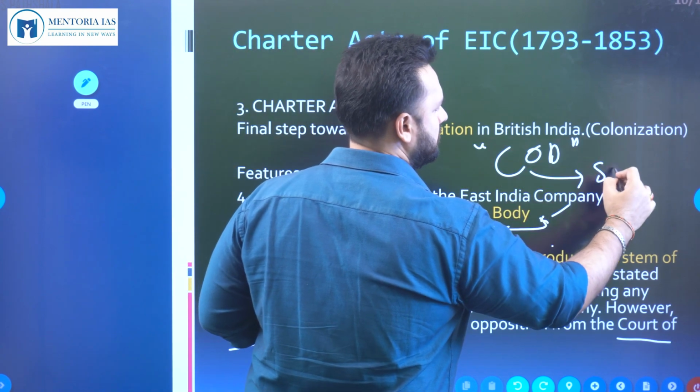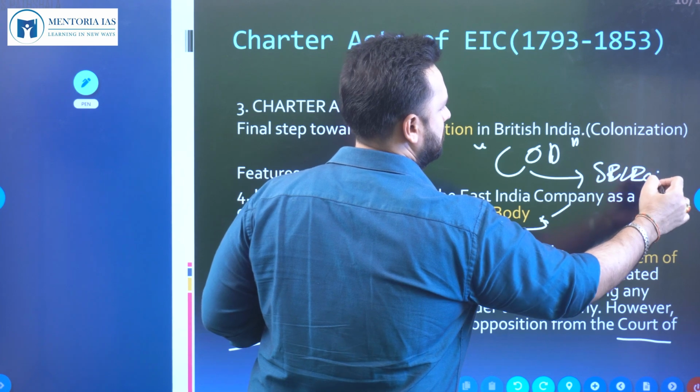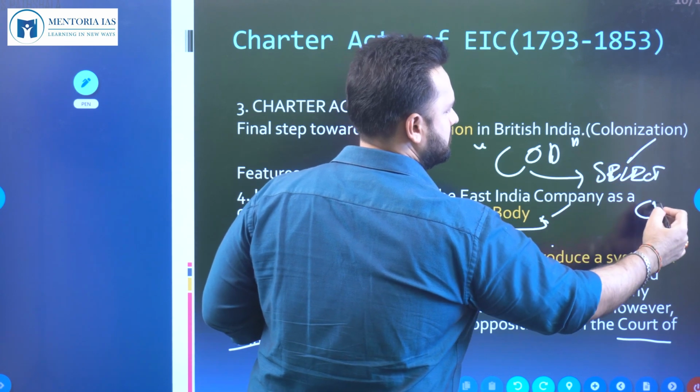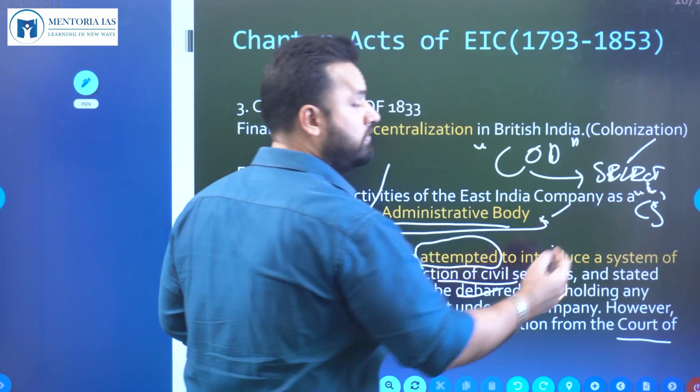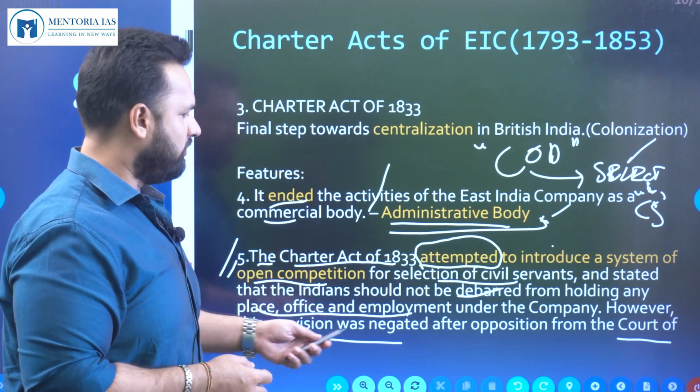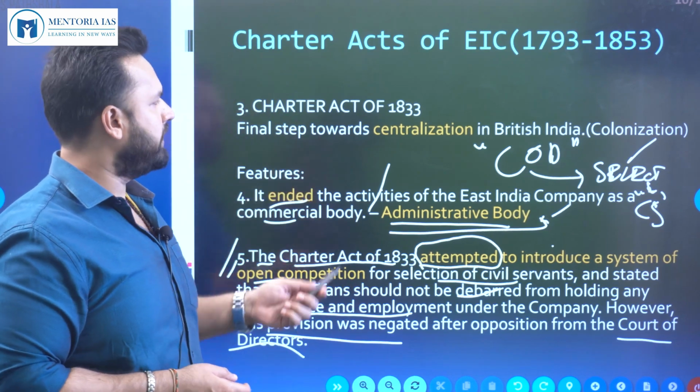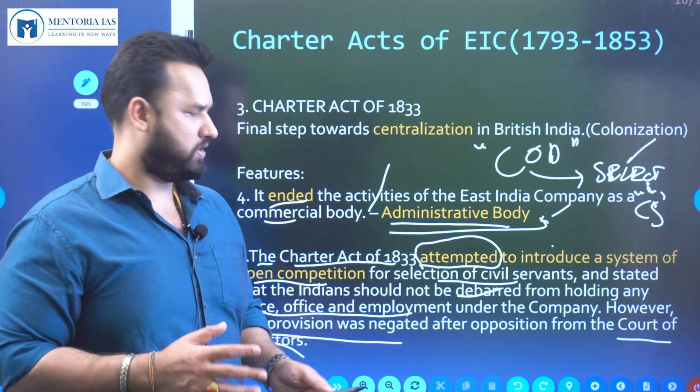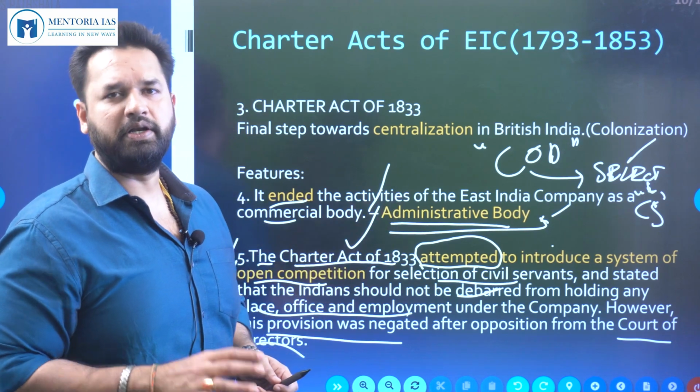Why? As I said earlier, the court of directors selected civil servants. So they will lose their power if open competition is started. Thus, that is why they opposed it. But the Charter Act of 1833 could not introduce the system it tried to introduce.